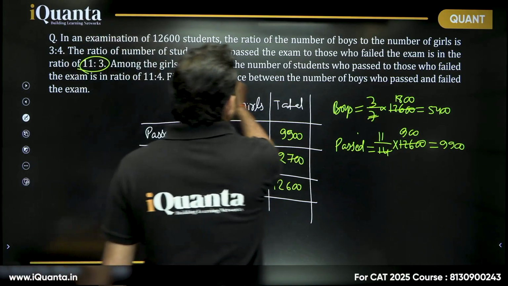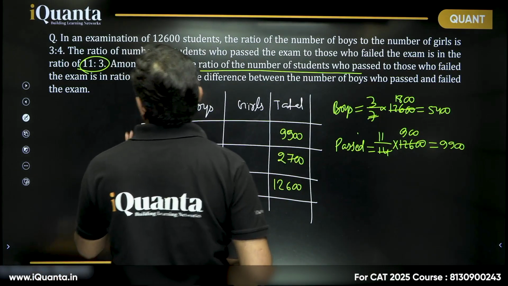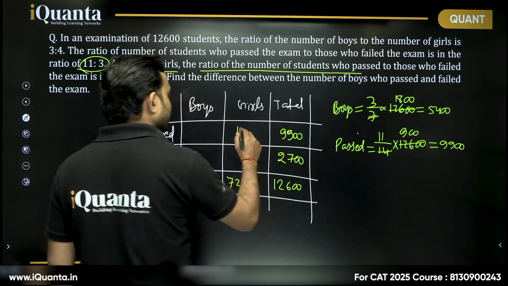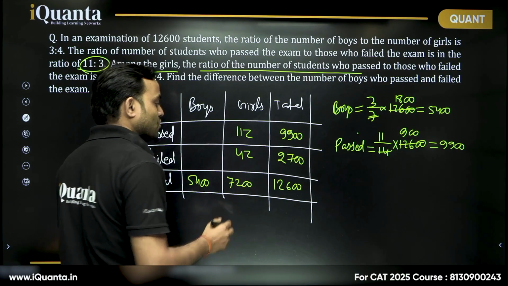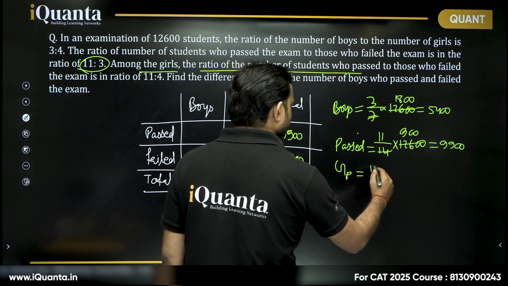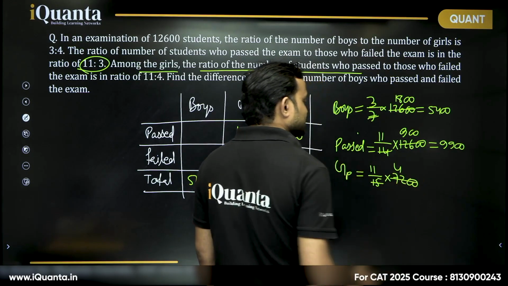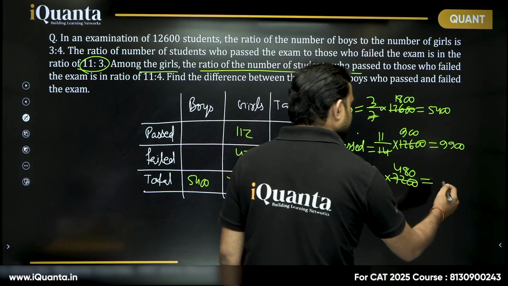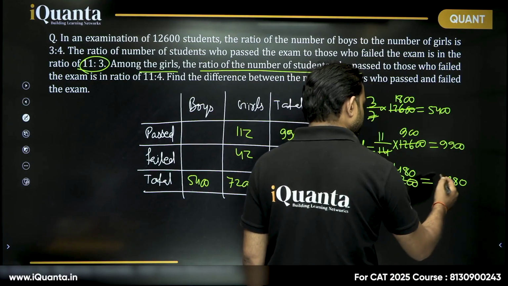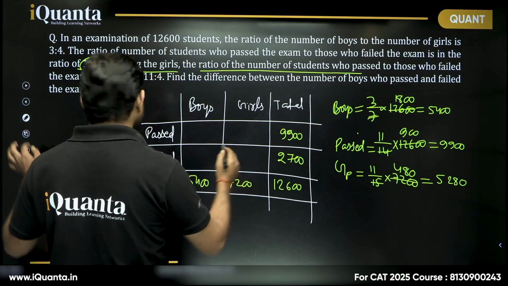Then among the girls, who passed and who failed are in the ratio 11:4. So what we can say, if this is 11z, this is 4z. So total 15z. So how many girls passed? Girls who passed will be 11/15 of 7,200. 4 times 60, 8 times 120, 480 into 11, which is 5280. These are the number of girls who passed.